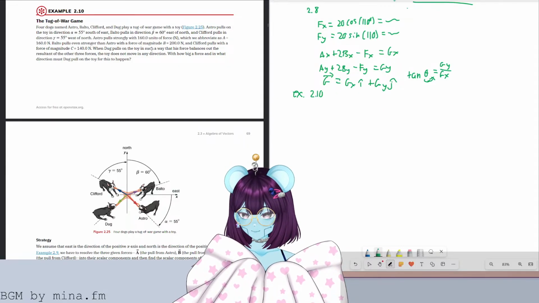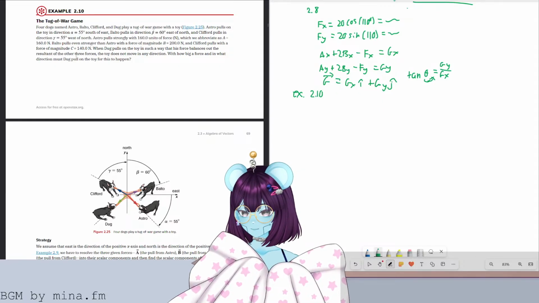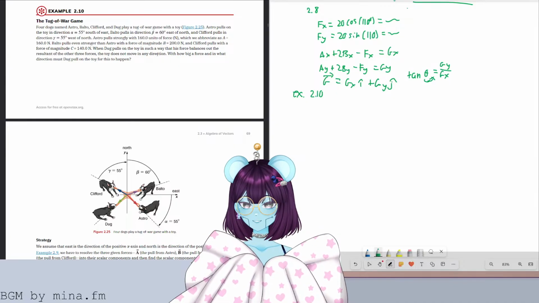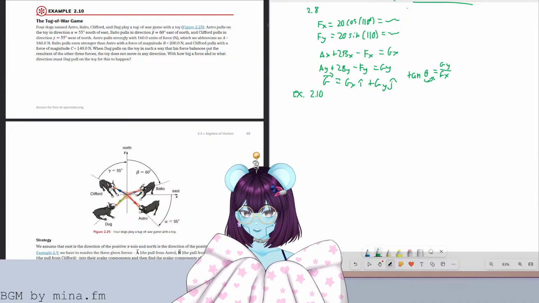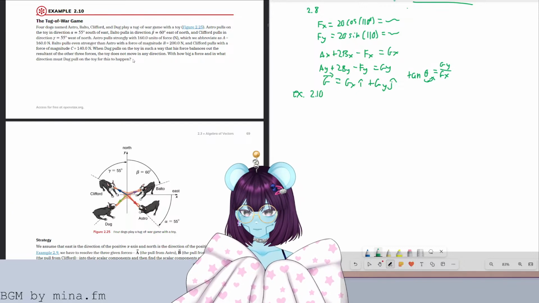When Doug pulls on the toy in such a way, his force balances out the resultant of the 3 other forces, okay? The toy does not move in any direction. How big a force in what direction must Doug pull on the toy for this to happen?